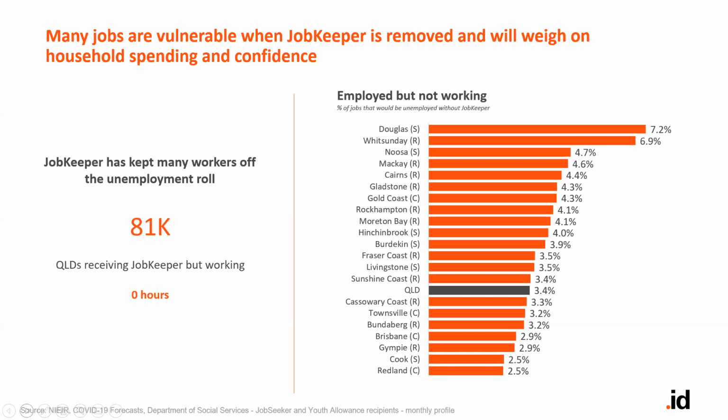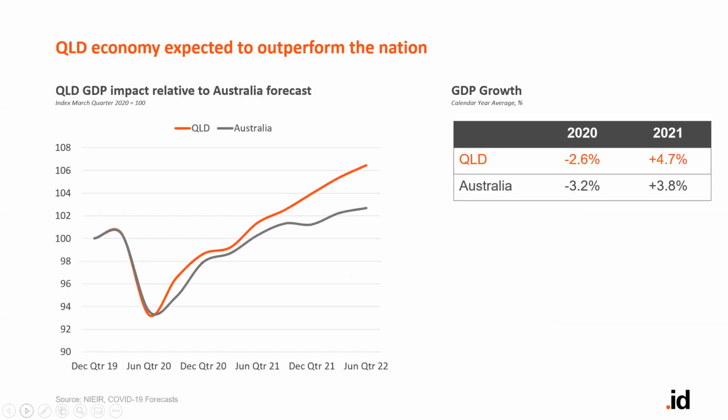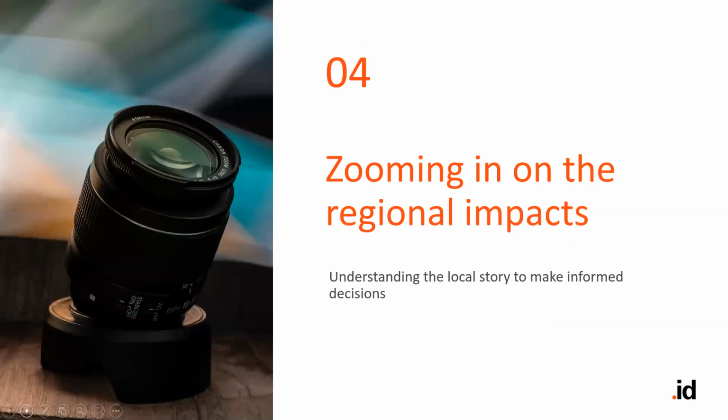So we can see here those areas that do have a high proportion of people with JobKeeper: Douglas, Whitsunday, Noosa. So straight away, there are tourist localities that are heavily dependent on visitors to their region. So the Queensland economy is expected to outperform the nation. We will recover much quicker than the rest of Australia. We're already starting to see that.